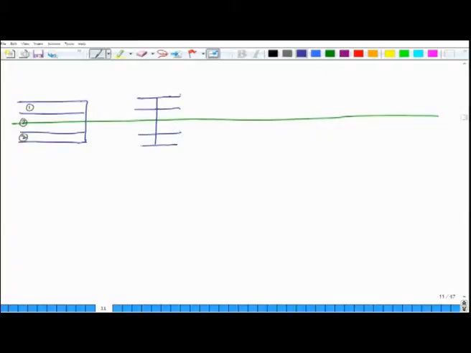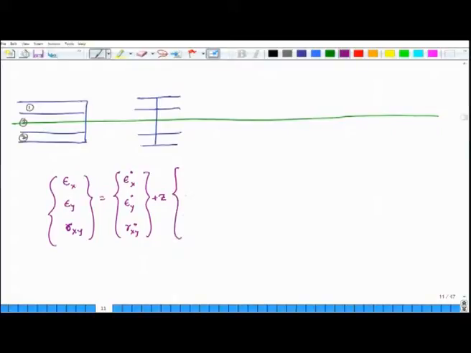I am going to draw this again, and one thing we have developed for strain is the relations, something like this: epsilon x, epsilon y, gamma x y equals epsilon x naught, epsilon y naught, gamma x y naught, plus z times the curvatures.